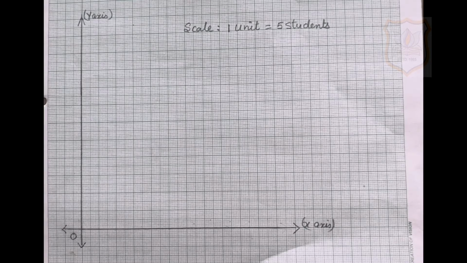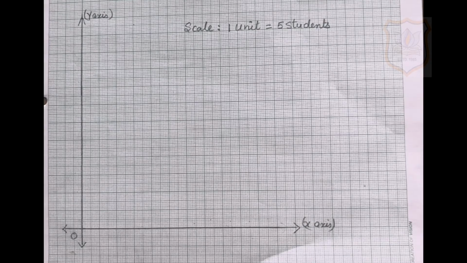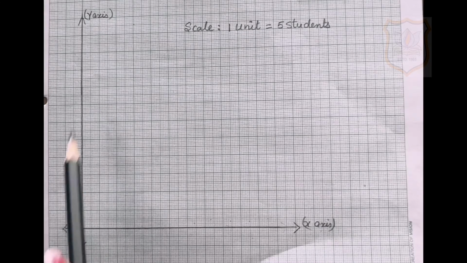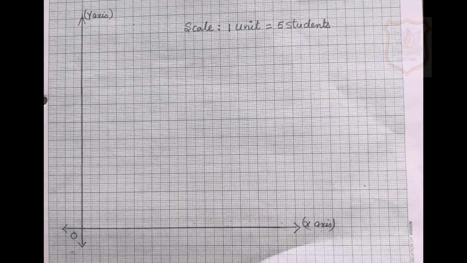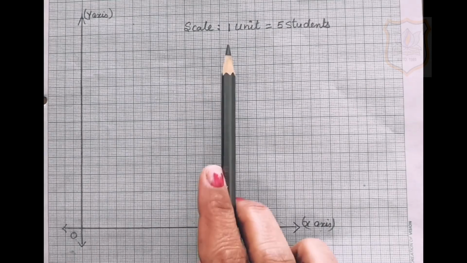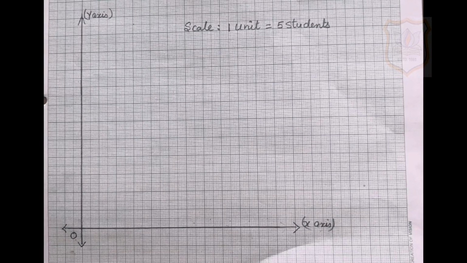To draw a bar graph, first we have to draw two lines perpendicular to each other intersecting at 0. Here we have drawn two lines. This is the horizontal line, which is represented by the x-axis, and this is a vertical line, which is represented by the y-axis. These two lines intersect at a point 0. And the scale 1 unit equals 5 students is given in the question.